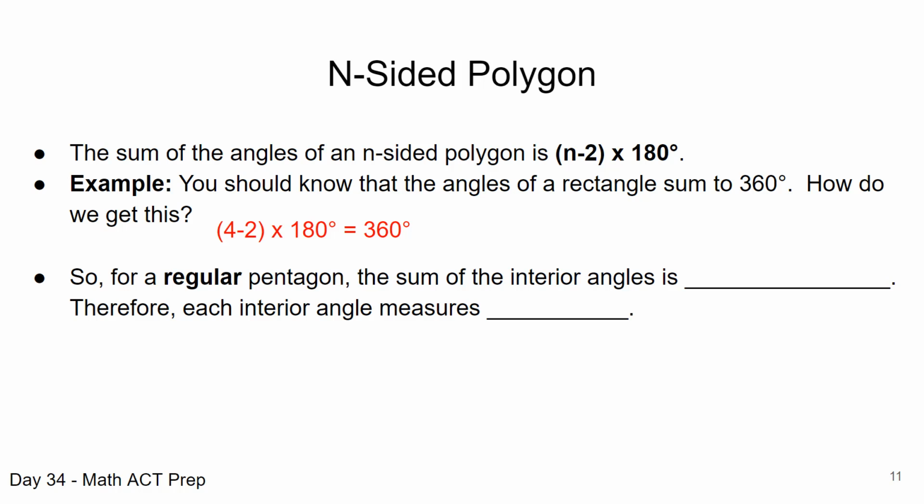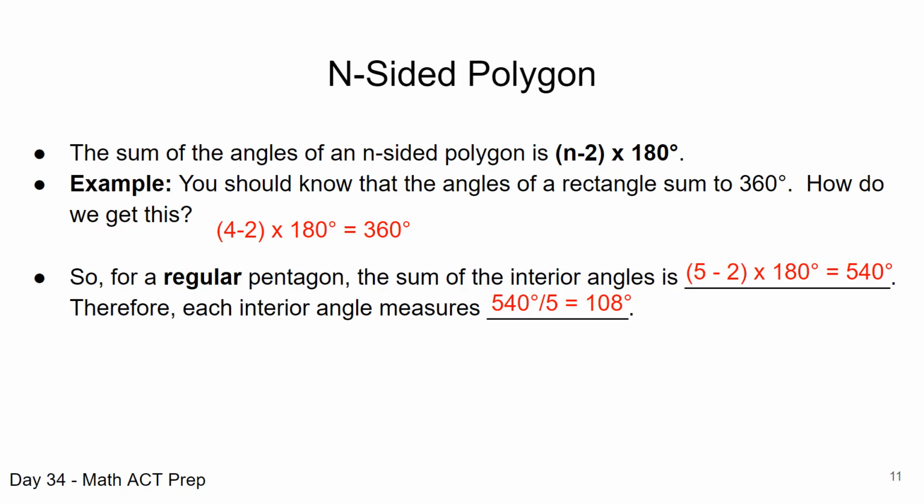That means all of the angle measures are the same, so all the side lengths are going to be the same. So for a regular pentagon, the sum of the interior angles is what? First of all, we're going to apply our formula. n is 5, so we have 5 minus 2 is 3 times 180. That gives us 540 degrees for a pentagon. So if we were asked to find what each interior angle measure is, since it is regular, we can take the 540, divide it by the 5, and we get 108.